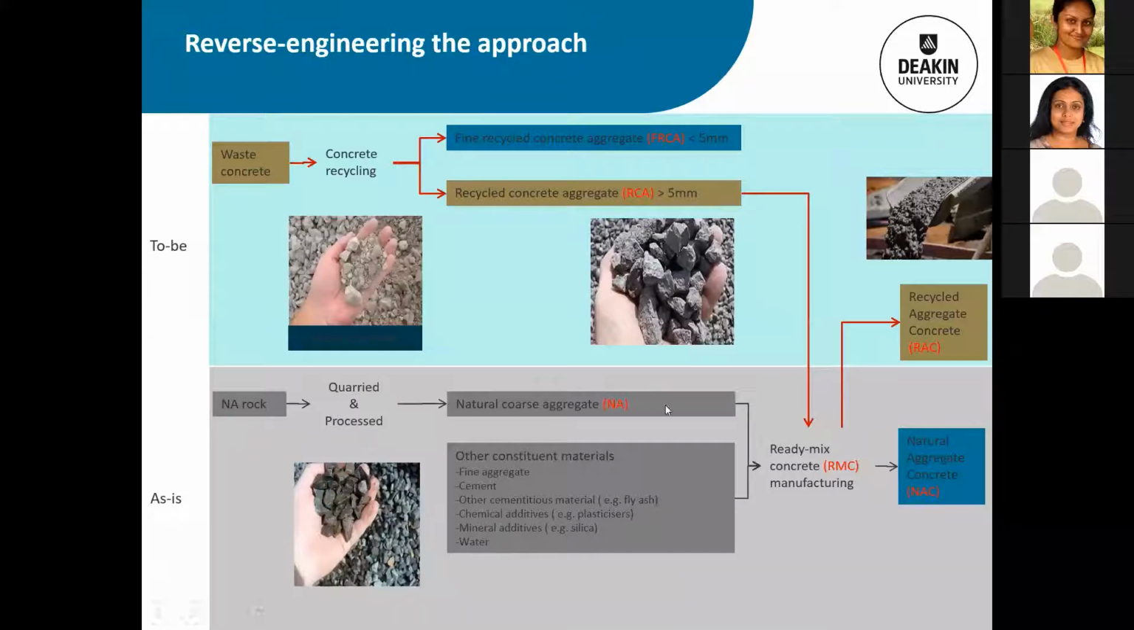So I'm using these two terms intermittently. RCA stands for recycled concrete aggregate, which is the aggregate product. RAC stands for the concrete product, which is made by partially replacing this in a ready-mix manufacturing process. So this is basically the traditional case, and this is the alternative that we are talking about.